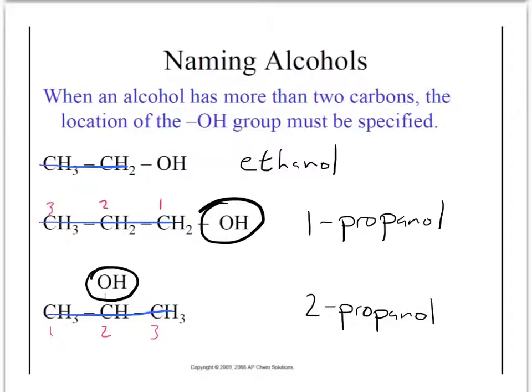Once again, same formula, but they're going to have slightly different properties and different naming. They would be considered then isomers. We would in practice call this one a primary alcohol because the alcohol group is on the primary carbon, and this one right here would be a secondary alcohol because the alcohol group is on the second carbon.